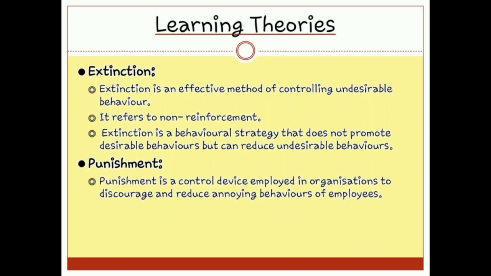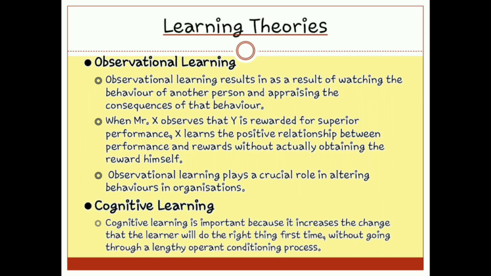Next, the third one is extinction. It is an effective method of controlling undesirable behavior. It is also referred to as non-reinforcement. So extinction is a behavioral strategy that does not promote desirable behavior but can reduce undesirable behavior. Next one is punishment. Punishment is a control device employed in organizations to discourage and reduce annoying behavior of the employees.